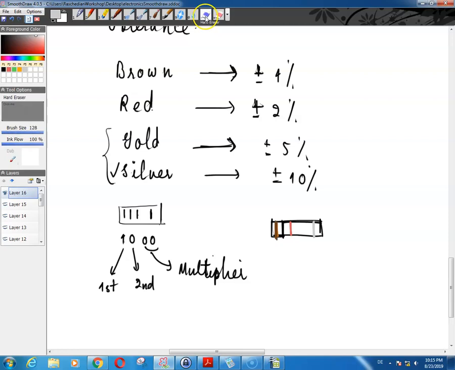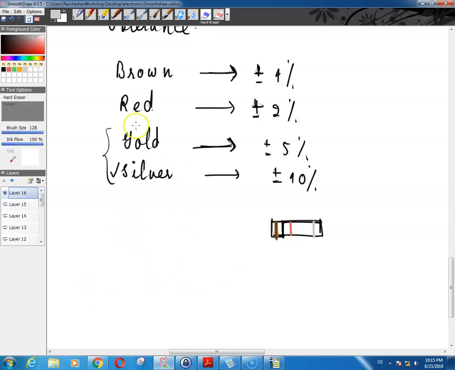So now to read this resistor, you have 4 bands over here. The first band is your first significant figure. The second band is your second significant figure. The third band is your multiplier. The fourth band is your tolerance. So the first significant figure is a brown, which means a 1. The second color is your second significant figure, which is a black, which means a 0.